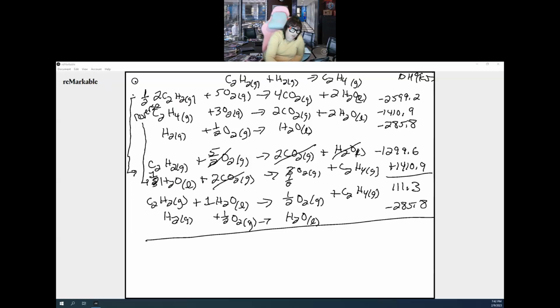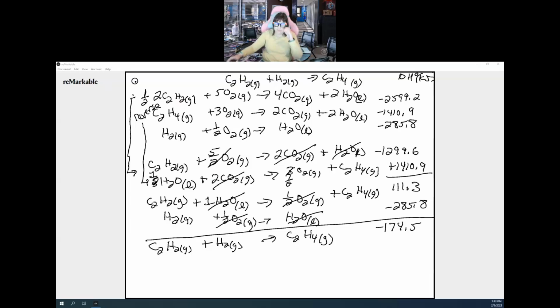Now I'm going to add those 2 together. Notice there's an H2O liquid here, there's an H2O liquid here. That cancels. I have a half an O2 and a half an O2. Those cancel. So that leaves me with C2H2 gas plus H2 gas gives me C2H4 gas. And so if I add those two values together, I am done. That is beautiful. I take that 111.3, and I add the negative 285.8, and that gives me negative 174.5. And that is my answer.